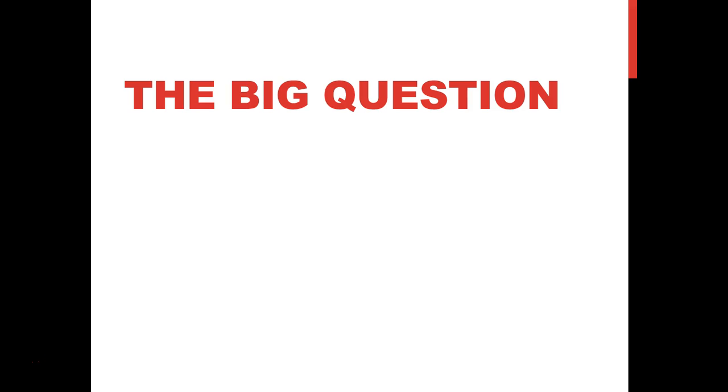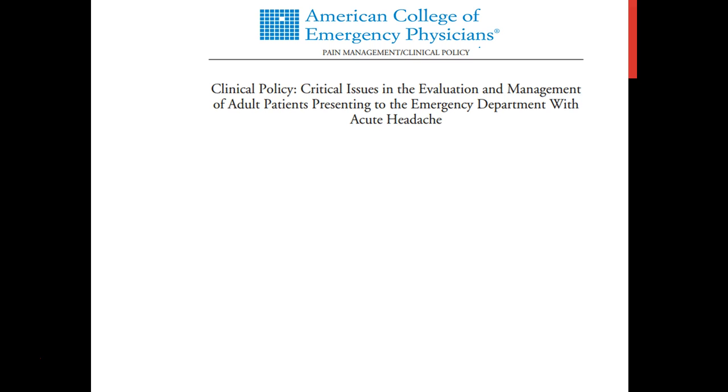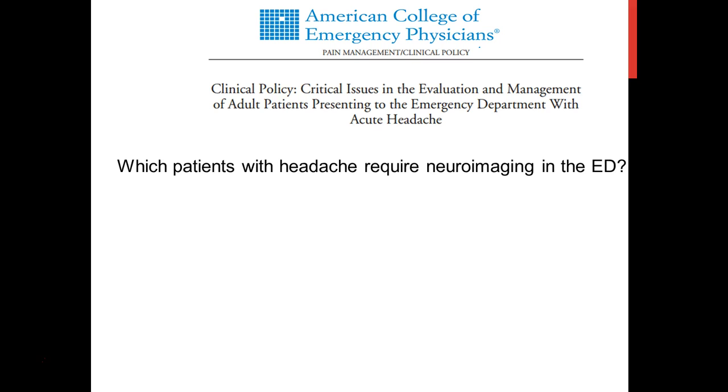So this brings us back to our original big question. Do I want to do any sort of neuroimaging on this patient? Well, there are many guidelines about neuroimaging and headaches, but not many that involve the emergency department. This one guideline from 2008 comes from ACEP. And in these guidelines, they ask the question, which patients require neuroimaging in the emergency department for diagnosis of their headaches? Well, there's very little evidence to help support these decisions.